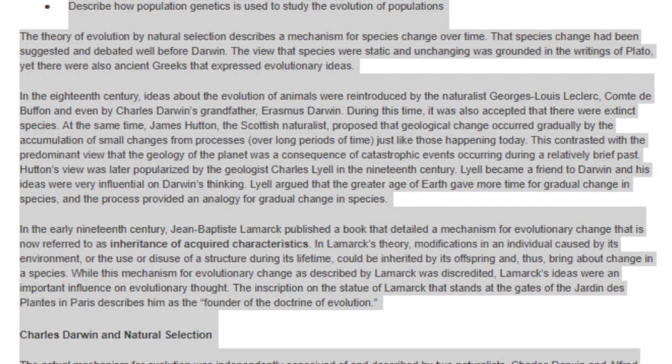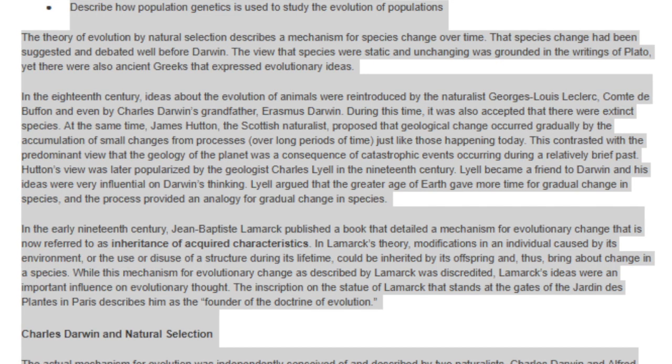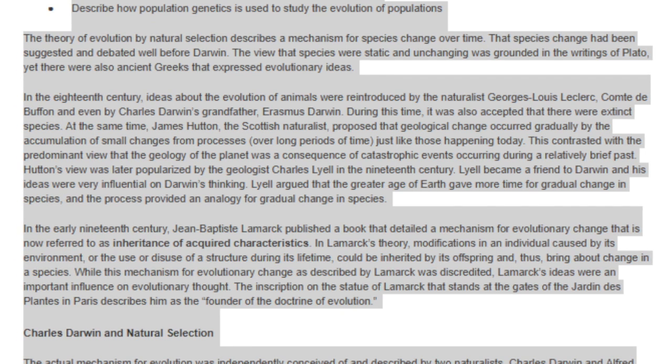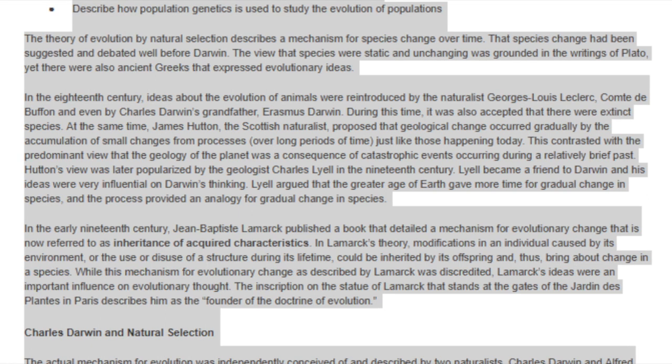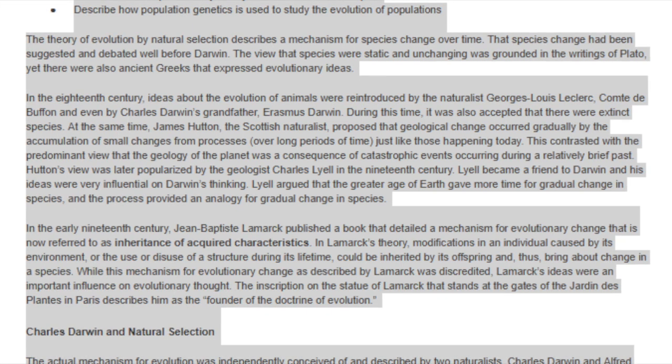Charles Darwin and natural selection. The actual mechanism for evolution was independently conceived of and described by two naturalists, Charles Darwin and Alfred Russel Wallace, in the mid-19th century. Importantly, each spent time exploring the natural world on expeditions to the tropics. From 1831 to 1836, Darwin traveled around the world on HMS Beagle, visiting South America, Australia, and the southern tip of Africa.